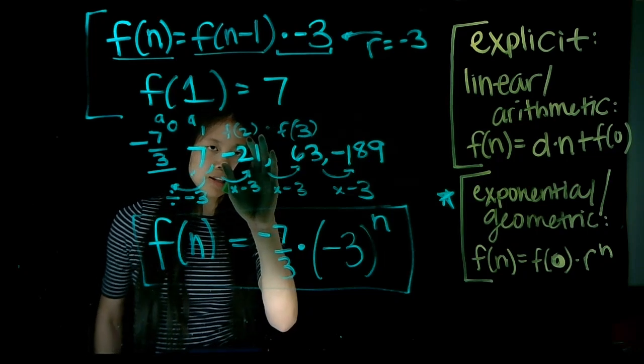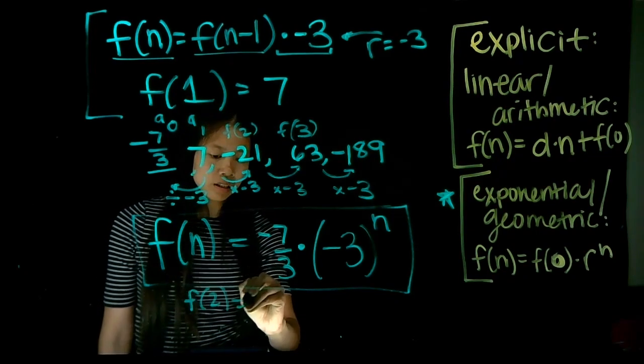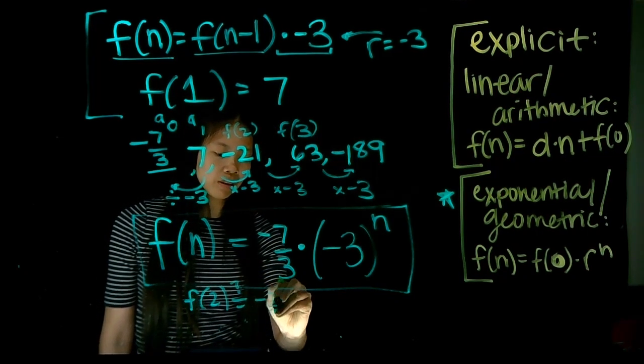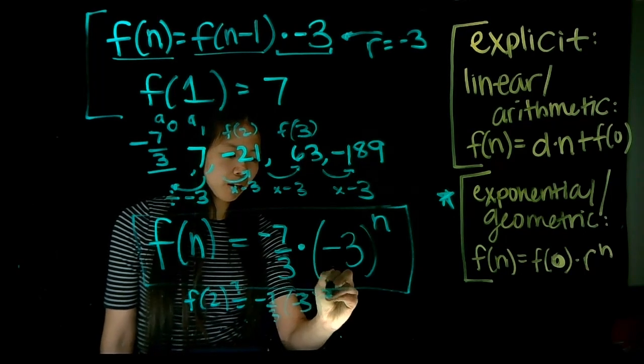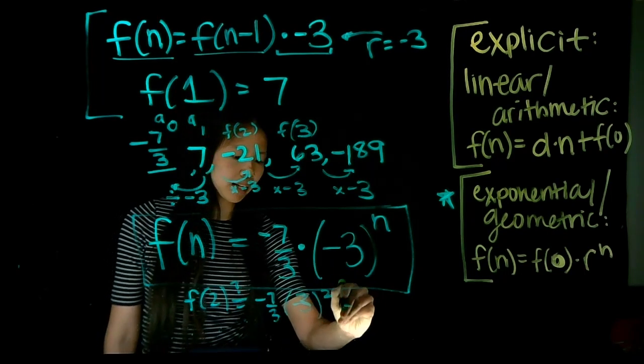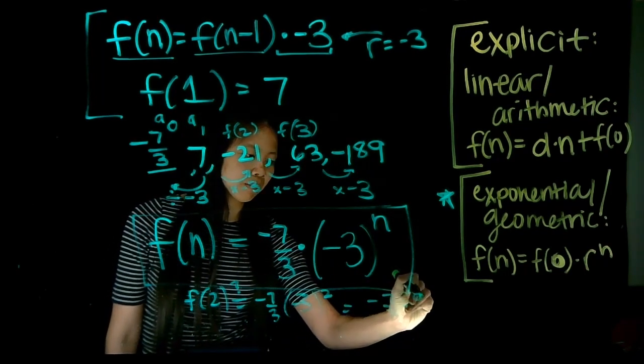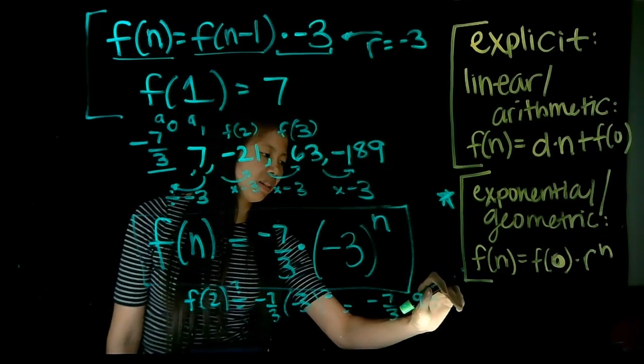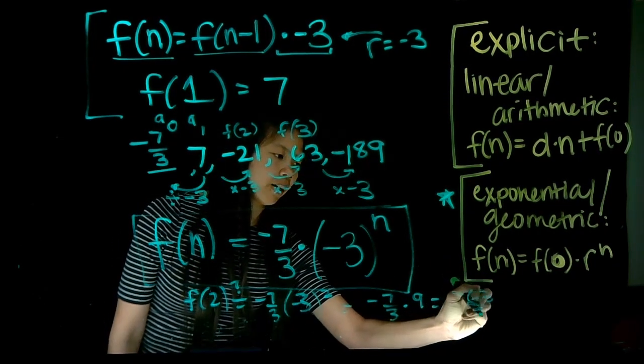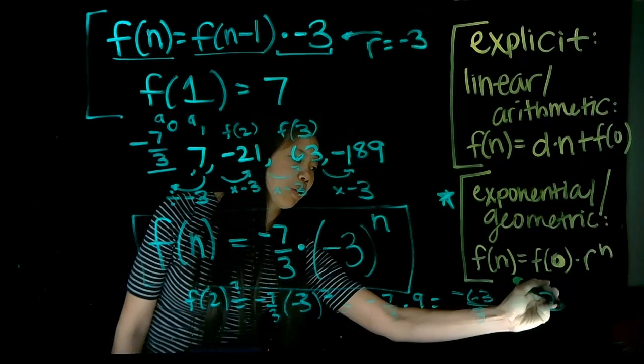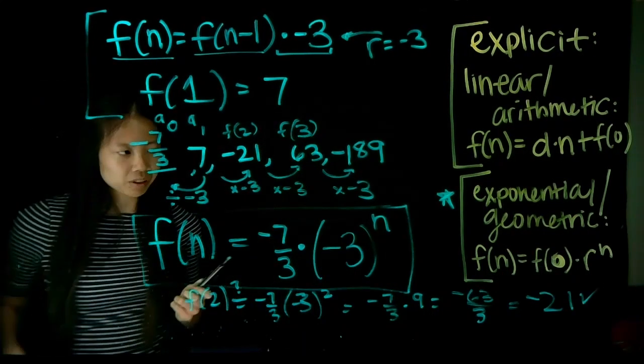So if I want to test out 2, I can do f of 2. Does that equal -7 over 3 times -3 to the second power? -3 squared is the same as 9. So -7 over 3 times 9. 9 times -7 is -63. Divided by 3 is indeed -21. So I know that this explicit form worked.